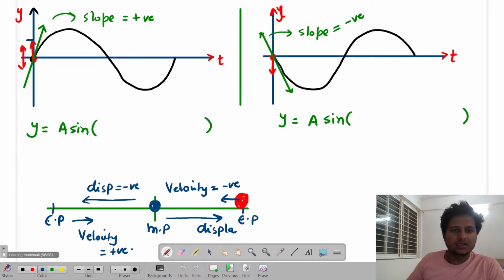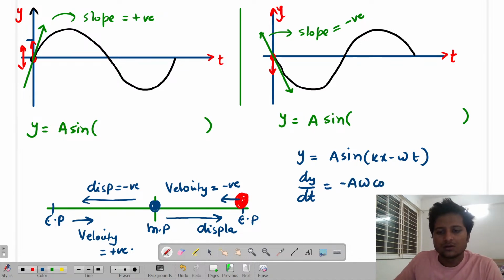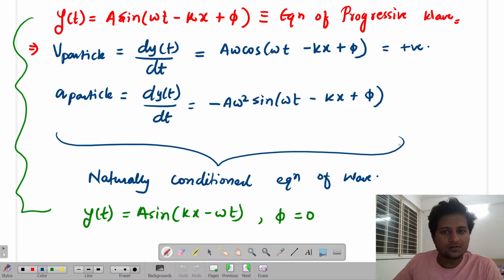Positive. But if you take the equation y is equal to a sine kx minus omega t, what have I taken? Now once again you differentiate it. If you write dy by dt, then you will get minus a omega cos kx minus omega t, or not? Is that clear? Put x is equal to 0, t is equal to 0. Then this velocity is basically negative, minus a omega. And this velocity is positive. Are you able to get me or not? If I put x is equal to 0 and t is equal to 0.